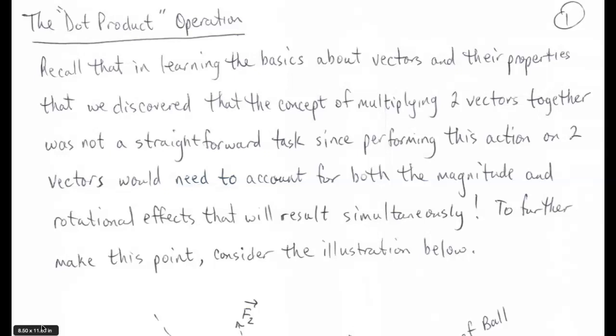Now, another thing that I didn't mention in that video on the basics of vectors is that I was going to go more into detail on why it is that whenever we try to quote unquote multiply two vectors, what that means conceptually in the world of vectors, and why we had this magnitude and rotational component that we had to simultaneously account for. Okay, so to do that, I'm going to show you an illustration here.